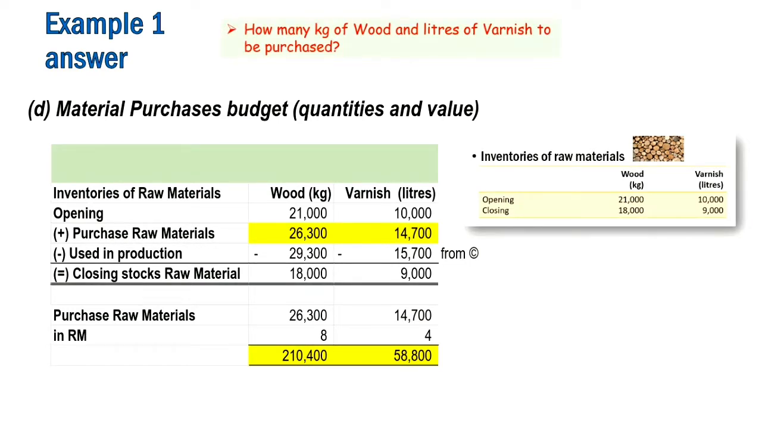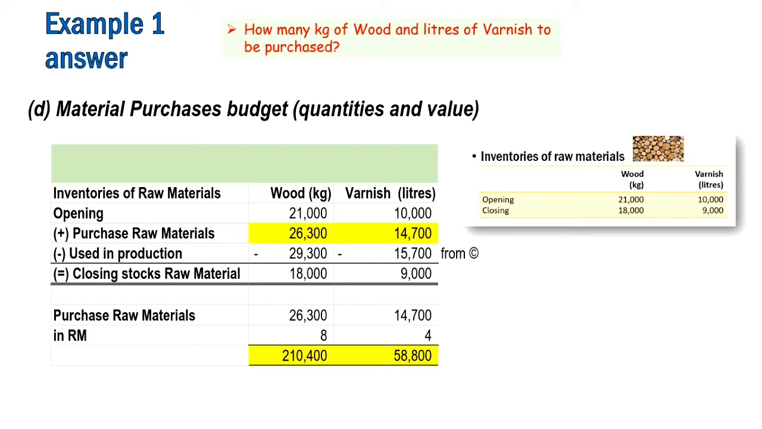So it's supposed to be 21,000 plus the new purchases minus the amount used in the production. Then the remaining will be the closing stock of raw materials. So from this table, we can identify there are 26,300 kilograms of wood needed to be purchased, and 14,700 liters of varnish have to be purchased.